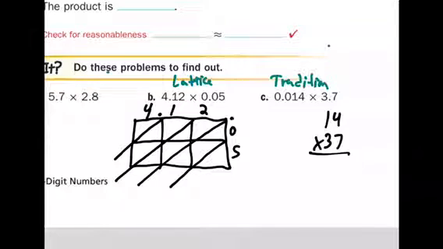All right, so I have the lattice ready in B. Let's see how you did. So I'm going to start by multiplying the 0 through. 0 times everything is 0, so that's kind of quick.